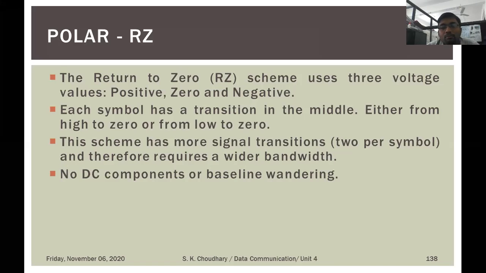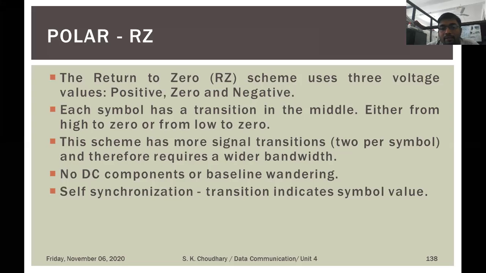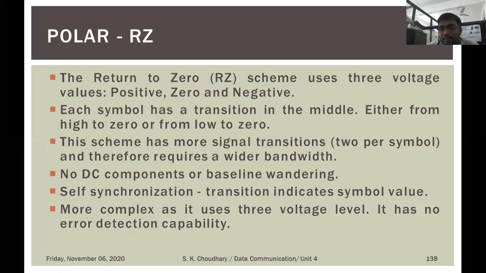So this scheme has more signal transitions, meaning two transitions per symbol. Therefore it requires wider bandwidth, and there are no DC components or baseline wandering. It also has the property of self synchronization, as transitions indicate symbol values. It is more complex as it uses the 3 voltage levels, so the complexity would be increased. This is one of the disadvantages, but the advantage is that there is no DC component. And one more disadvantage you can consider is that it has no error detecting capability.